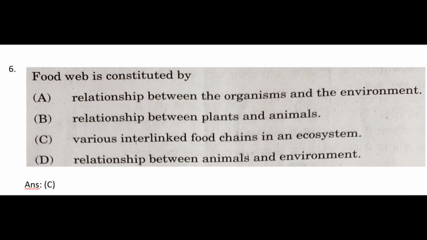Next question is, food web is constituted by. We have to know about the food web. Option A is relationship between the organism and the environment. Option B, relationship between plants and animals. Option C is various interlinked food chains in an ecosystem. And option D is relationship between animals and environment. Therefore, the answer will be C, various interlinked food chains in an ecosystem. As you know, the food web is the interlinking of food chains. There are many food chains present in a food web.